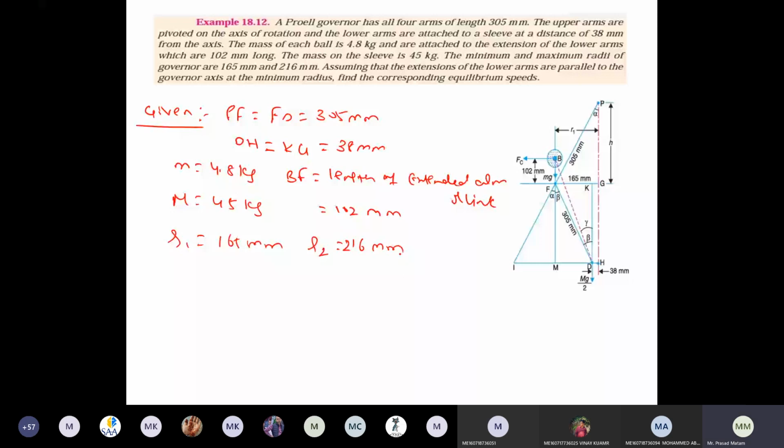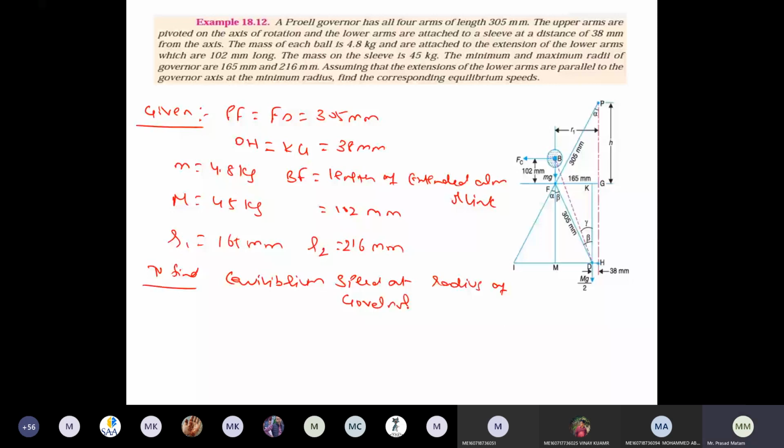Okay, at minimum radius, find the corresponding equilibrium speed, to find the N value. Let N1 be the corresponding equilibrium speed. Try to solve this one. The equilibrium speed at the radius of the governor.